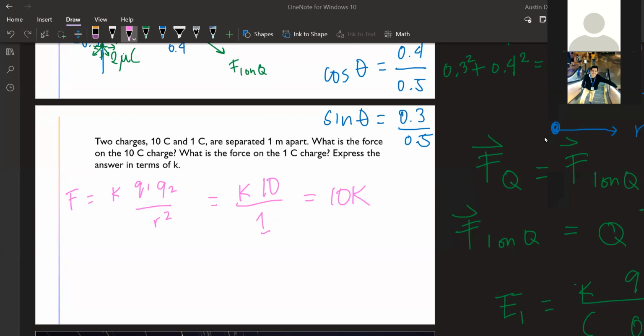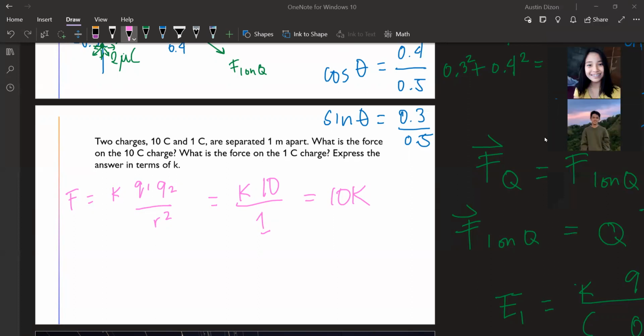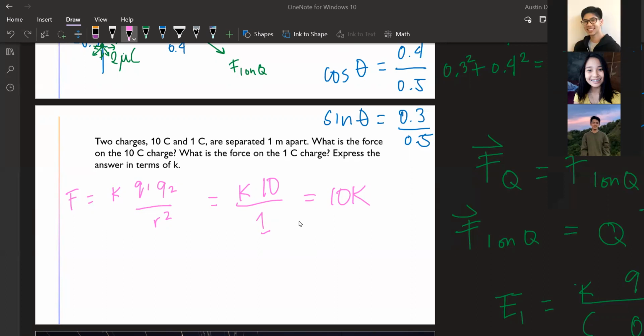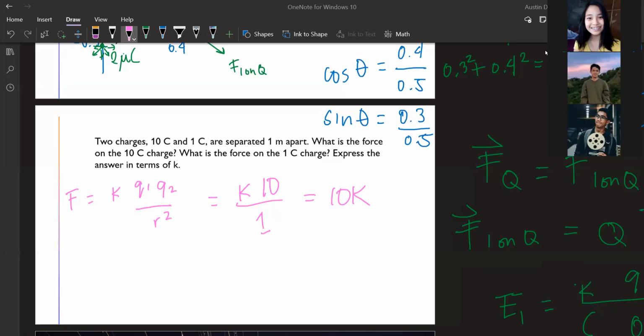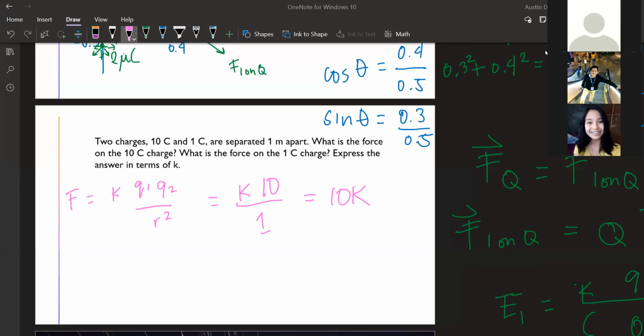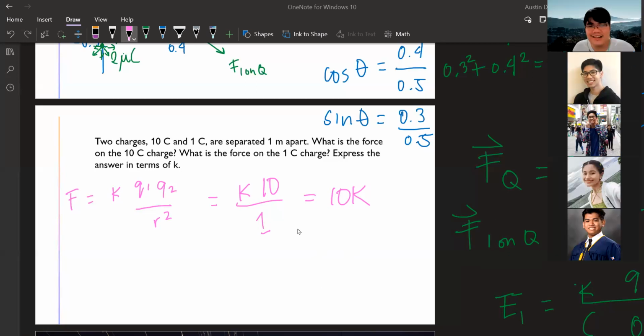And then, Crisandro. Are you there? Hello po, sir. What is the force on the 1 coulomb charge? Ayun po, sir. Since the magnitude would be 10K, but since it's a force, it should have a direction. So that would be 10K in the direction 180 degrees from the 10 coulomb charge. Okay. Thank you.